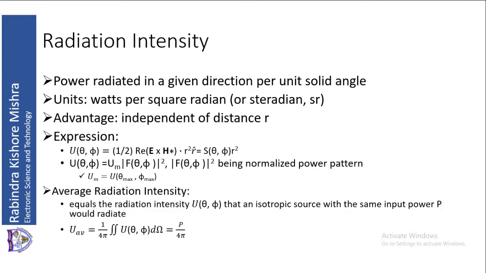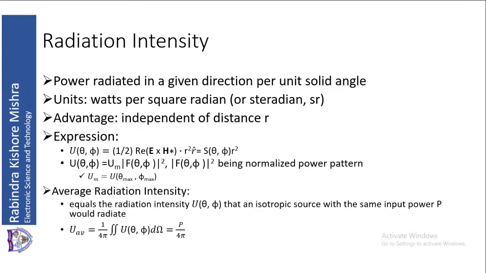Analytically, U average is the average radiation intensity. That will be 1 by 4 pi. Where we get 1 by 4 pi from is very simple. It is the surface area of a unit sphere. The surface area of a sphere is 4 pi r square, and for a unit sphere r is equal to 1. So from that you get 1 by 4 pi. So U average is equal to 1 by 4 pi integration over U theta phi d omega, omega being the solid angle. Integration of U theta phi d omega is equal to the total power that we have seen already. So U average is equal to P by 4 pi. That is the average radiation intensity.